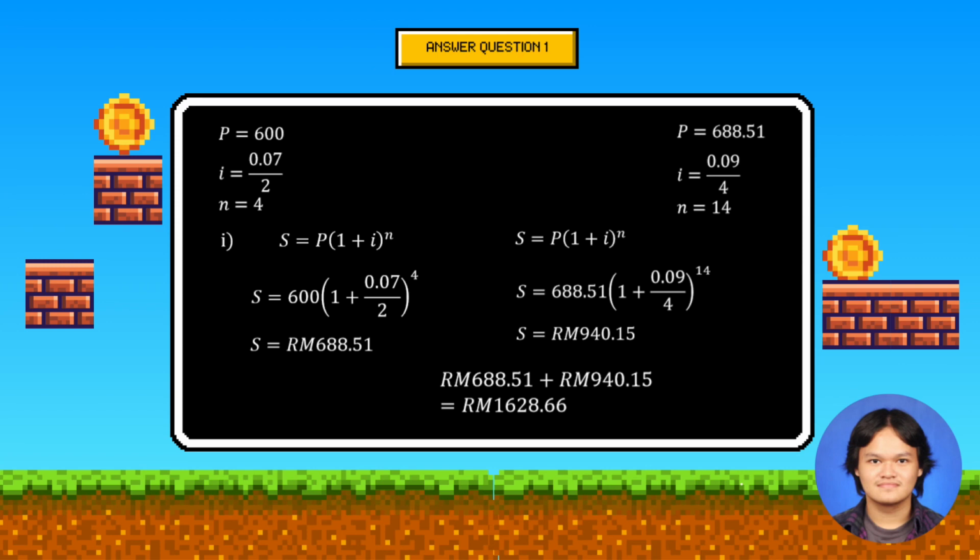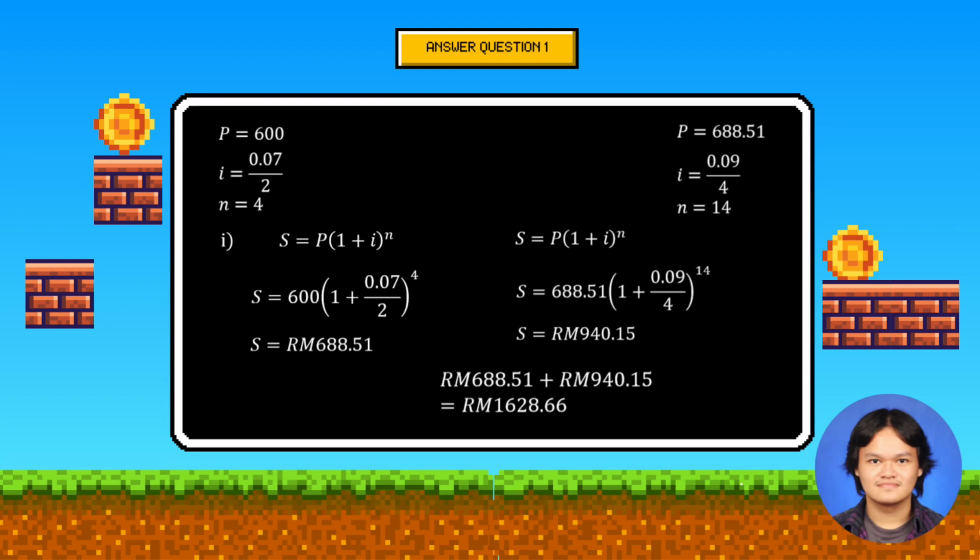P is principal equals to 600. I is the interest rate, which is 7%, so it will be 0.07 over 2. Why is it 2? It is because the question says it compounded every 6 months for the first 2 years, which means it compounds twice in a year. The N is the compounding frequency. For the whole 2 years, it compounds 4 times. So S equals to 600, opening bracket 1 plus 0.07 over 2, closing bracket to the power of 4. So the answer will be 688.51 ringgit.